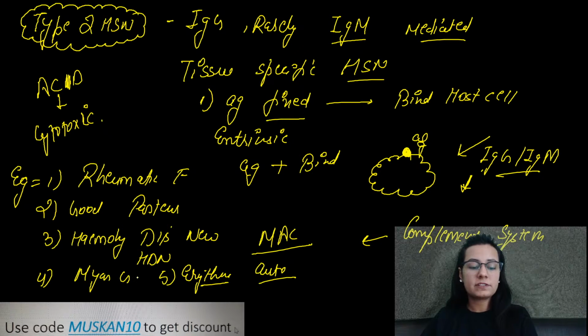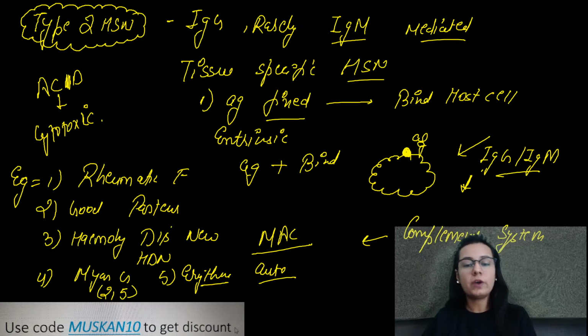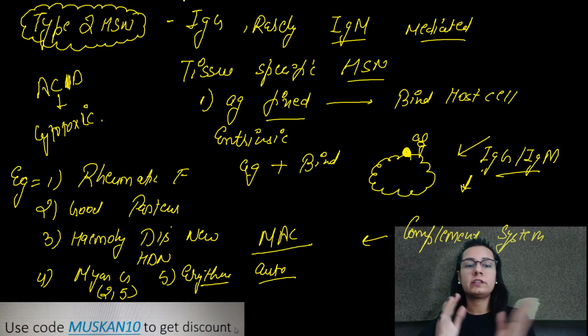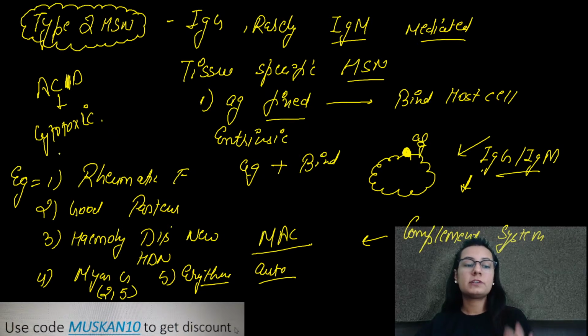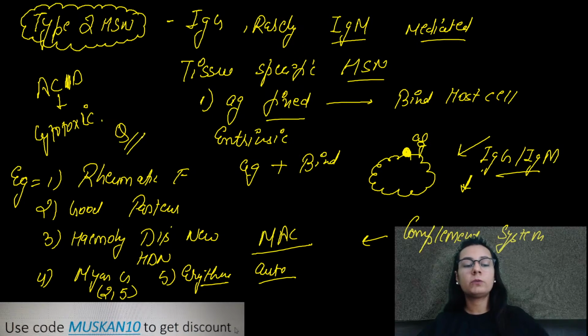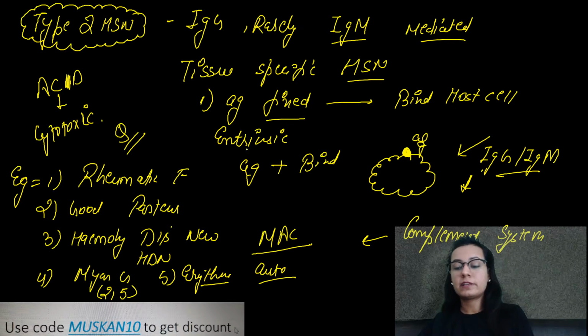Now, myasthenia gravis is an example of both type 2 and type 4 hypersensitivity, and we'll see it later. So, that was the whole of type 2 hypersensitivity in short and concise form. Just remember the examples are very important. The autoimmune reactions that come under type 2 hypersensitivity are rheumatic fever, myasthenia, Goodpasture's, HDFN, and erythroblastosis fetalis.